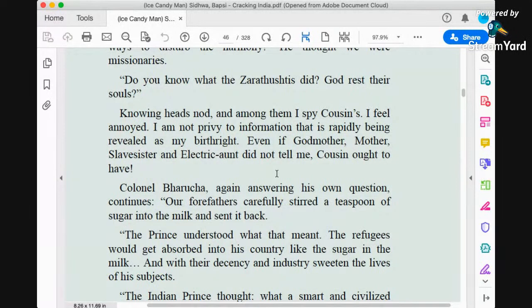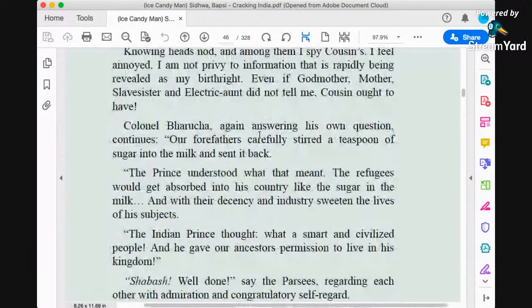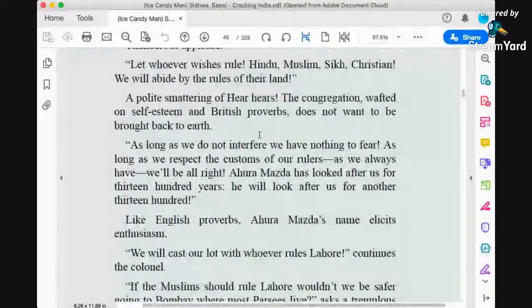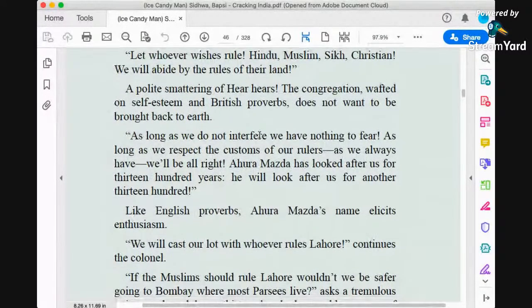In that way, they will be sweetening milk. In the same way, Parsi people, when they come into the Indian culture, are saying that they will be sweetening the Indian culture. So that's why the king of that time allowed the Parsi people to enter. In that way, Colonel Brucha highlights one important diplomatic thing, which the Parsi people had used, and that they had got the success as well.